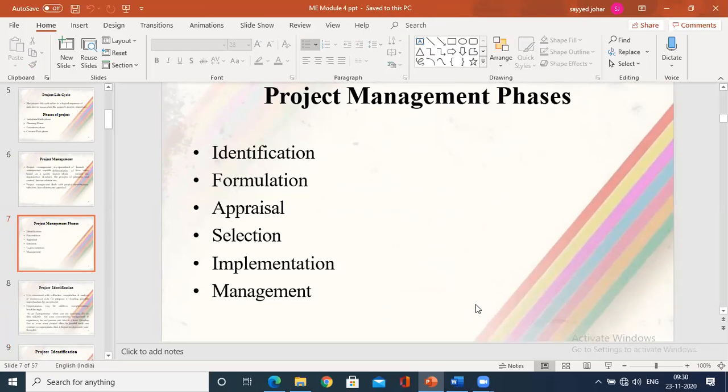So here are the project management phases. If I ask you what the different project management phases are, you should be able to identify these project phases: identification, formulation, appraisal, selection, implementation, and management. Right. So now we need to brief up individually what identification is, what formulation is, and what appraisal, selection, implementation, and management are.